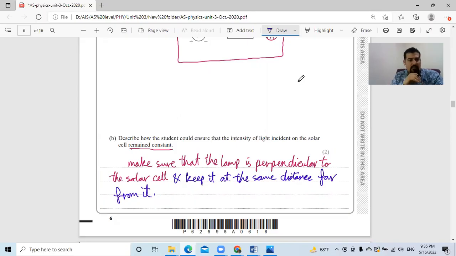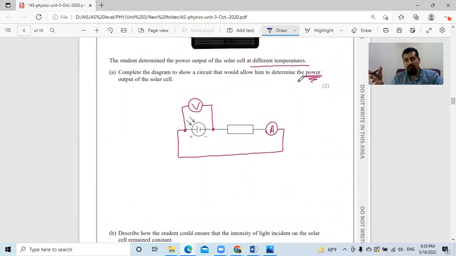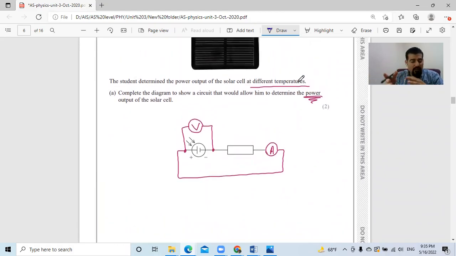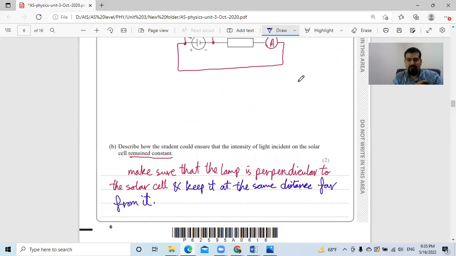Can you show part A again? Yes, take a screenshot. This part A only. We need a voltmeter and an ammeter. They didn't ask us to change or anything else. We need a voltmeter and an ammeter to measure the potential difference and the current that passed through the solar cell. You are welcome. Take a screenshot for part B.